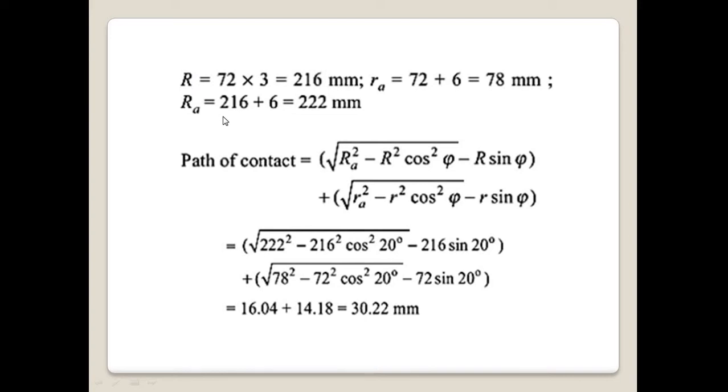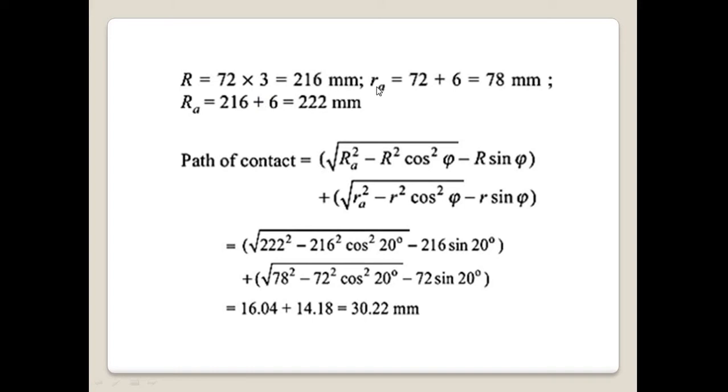The capital R divided by small r is equal to the gear ratio G. In the problem, the gear ratio is given, that is 3, and we already found that small r is 72. So we want to find capital R, which is equal to small r times the gear ratio G, that is 3. We have small r as 72 and the gear ratio as 3, so 72 into 3 is equal to 216 mm. This is capital R, the radius of the base circle of the wheel.